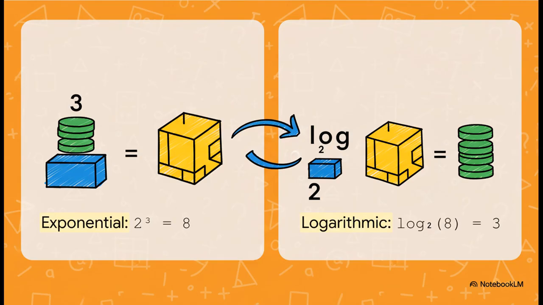Let's make this crystal clear with an easy example. We all know 2 cubed is 8. That's the exponential form, so the logarithmic form just asks the question, 2 to what power gives me 8? And of course, the answer is 3. So log base 2 of 8 equals 3. See that? It's the same three numbers, just a different point of view. So here's the key takeaway. A logarithm is an exponent.